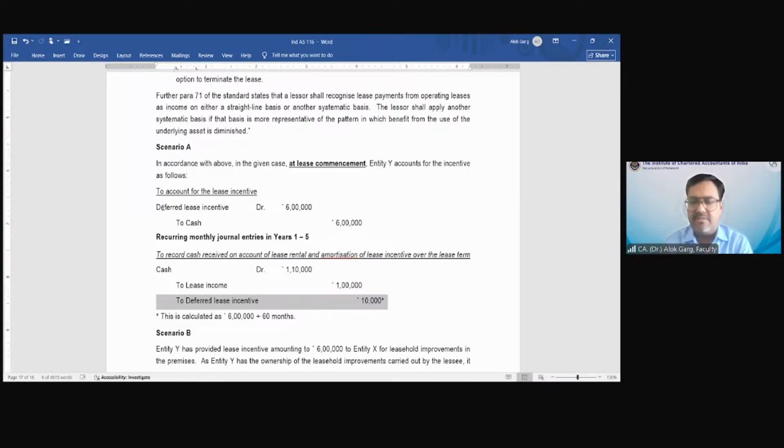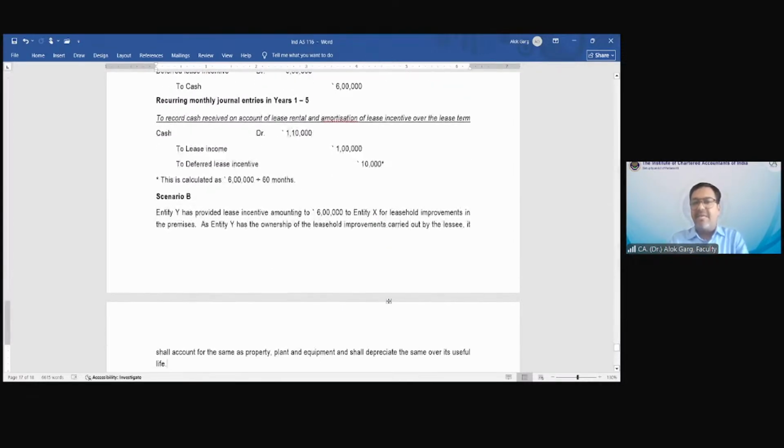60 months. 60 months means every month how much amount of expense is required to be recorded, or how much amount of liability is required to be reversed? Not expense, 10,000 per month. 10,000 rupees per month, right? So bank account debit 1,10,000, lease income 1 lakh, and your deferred lease incentive 10,000, right? Lease rental income is 1,10,000. It is offset by 10,000 rupees of lease expense, deferred lease expense, right?